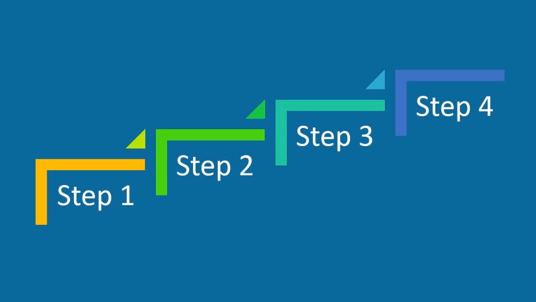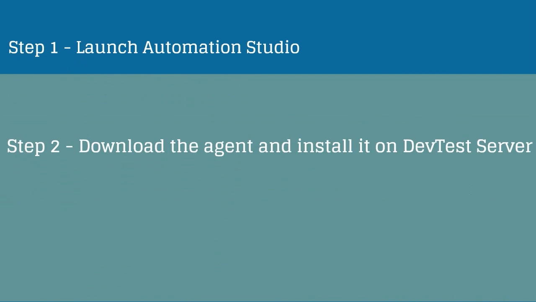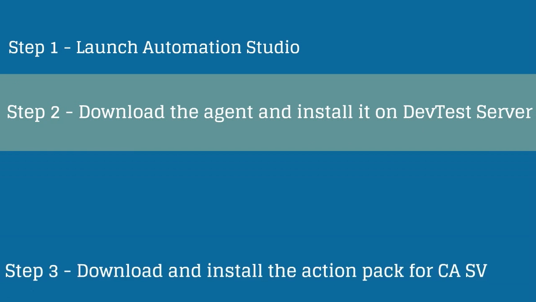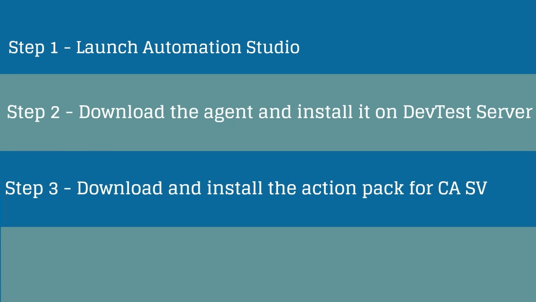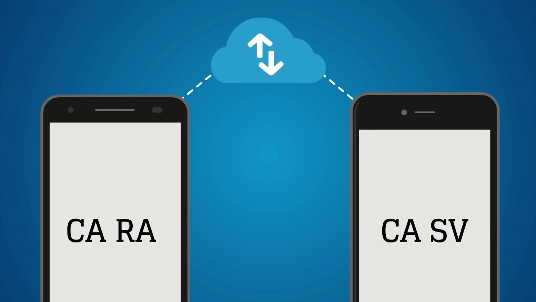The steps involved to integrate CARA with CASV are: launch Automation Studio, download the agent and install it on the DevTest server, download and install the action pack for CASV, and integrate CARA with CASV by using the Action Pack. In this video, you will learn how to integrate CARA with CASV.